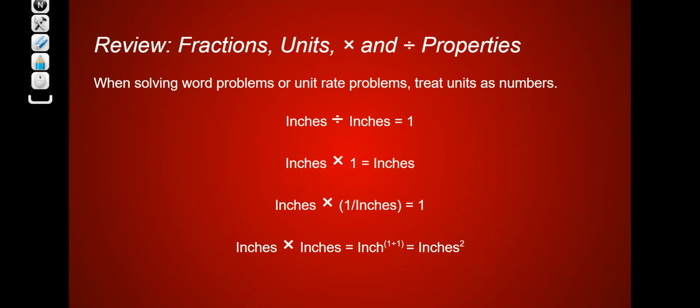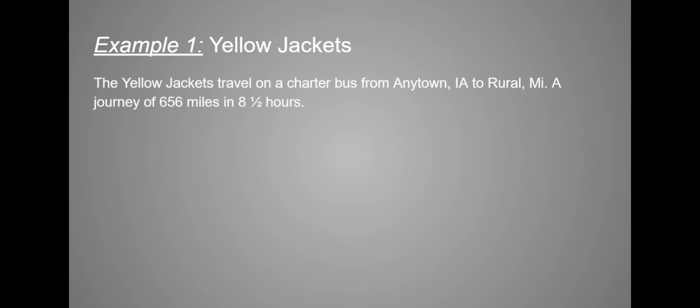Let's look at an example problem. In this example, we're going to be following a sports team called the Yellow Jackets. The Yellow Jackets travel on a charter bus from Anytown, Iowa to rural Michigan, a journey of 656 miles in 8.5 hours. The first thing to notice is that the answer should have a ratio of miles to hours, because we want to know the average speed.